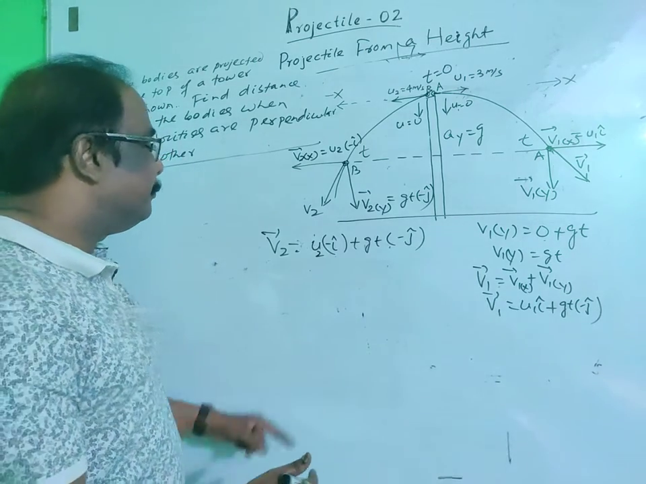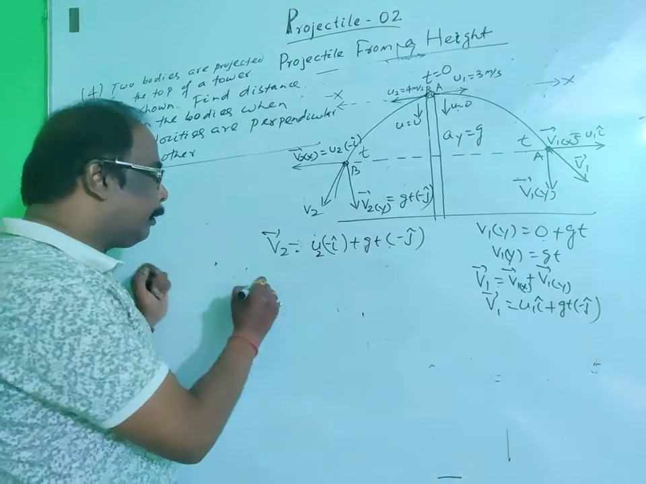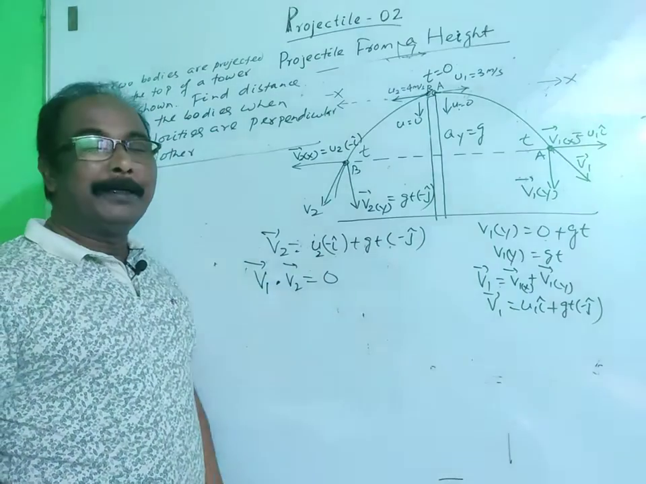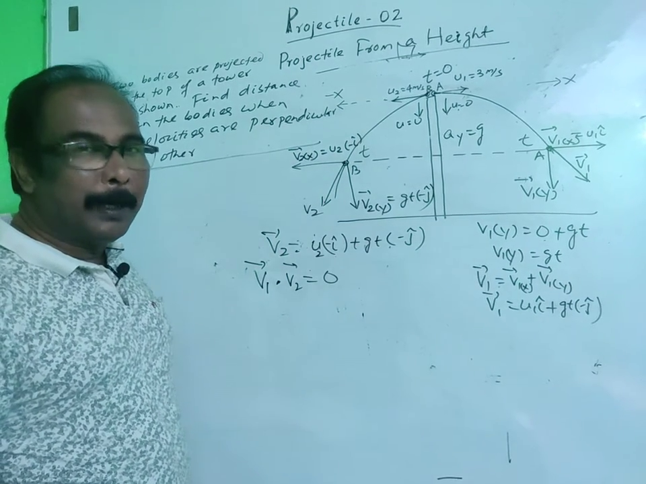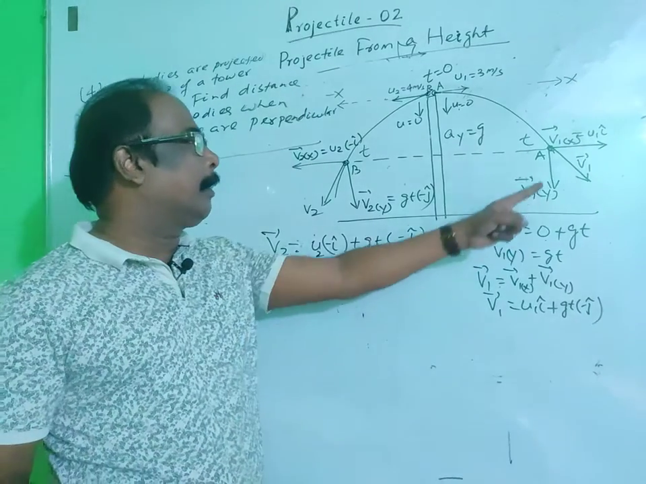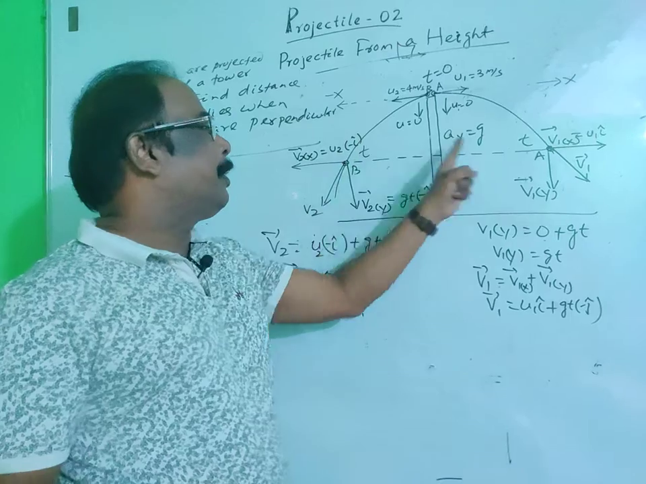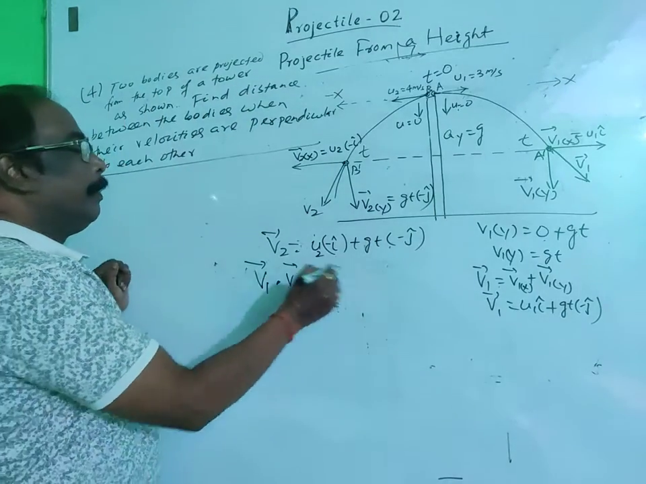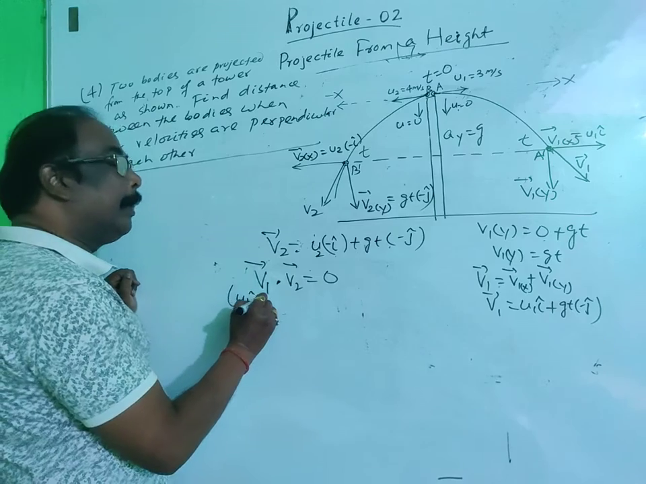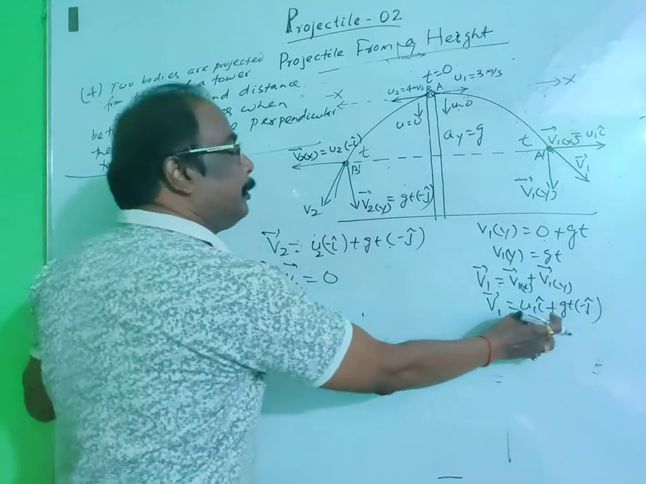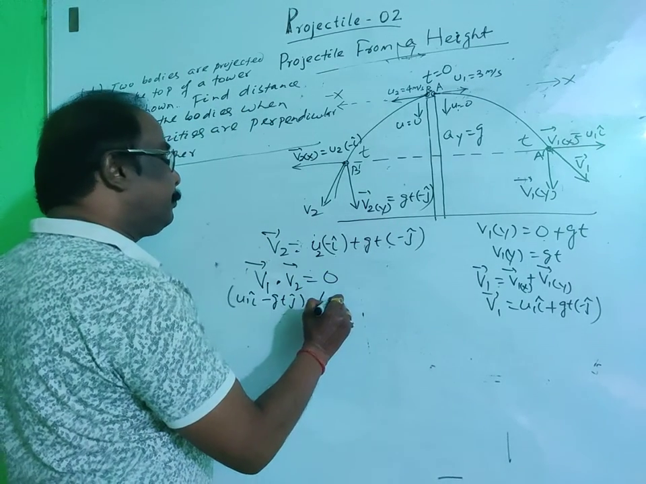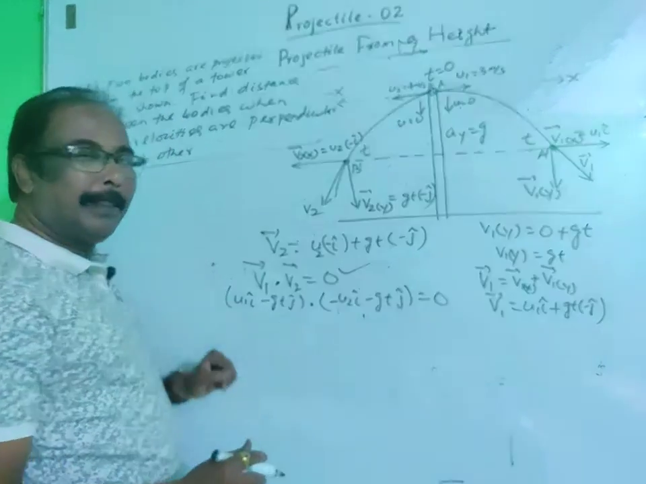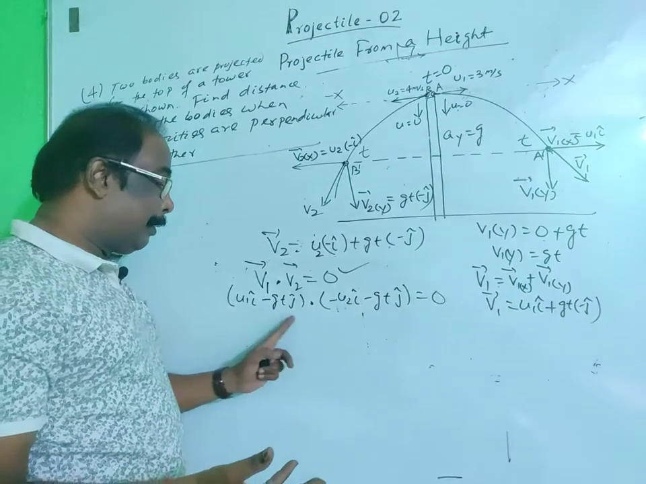Then here, let's assume V1 and V2 are perpendicular to each other, then the dot product of V1 and V2 is 0. Because it is asked to find the distance between the bodies when their velocities are perpendicular. Let's consider their velocities are perpendicular when the bodies have reached the respective points A and B. You may take this as A dash and this as B dash. Then the expression for V1, I am writing directly: U1 I cap minus GT J cap, dot V2, which is minus U2 I cap minus GT J cap, is equal to 0. We have assumed the velocities are perpendicular to each other, then their dot product is 0.